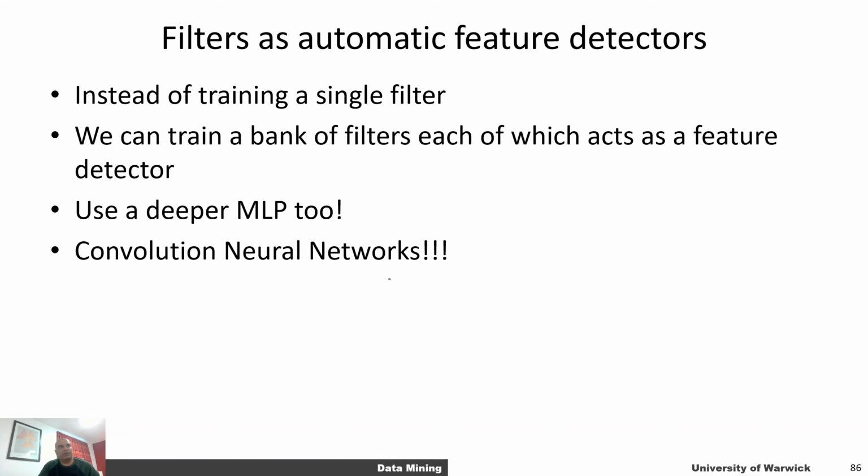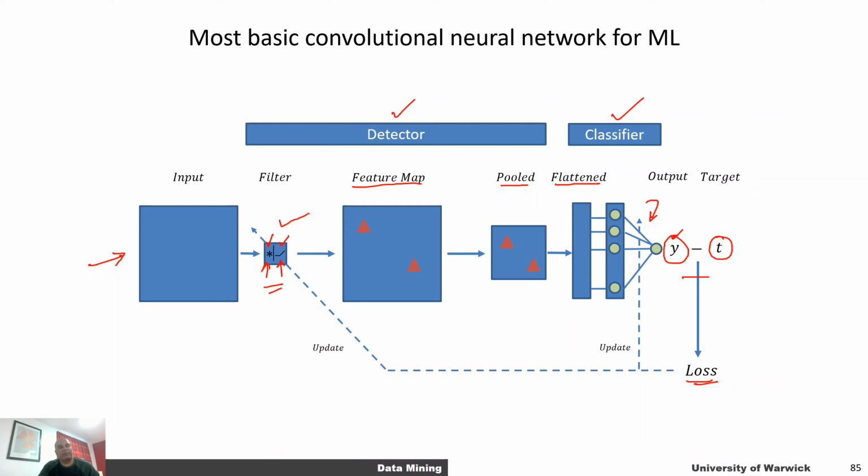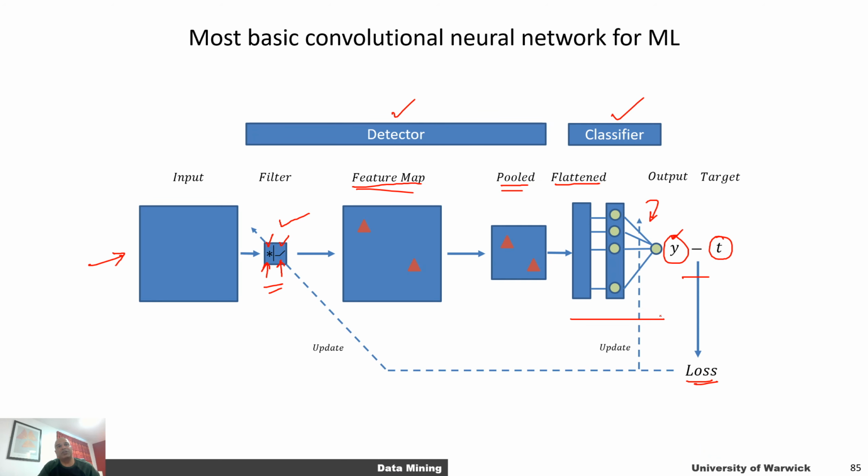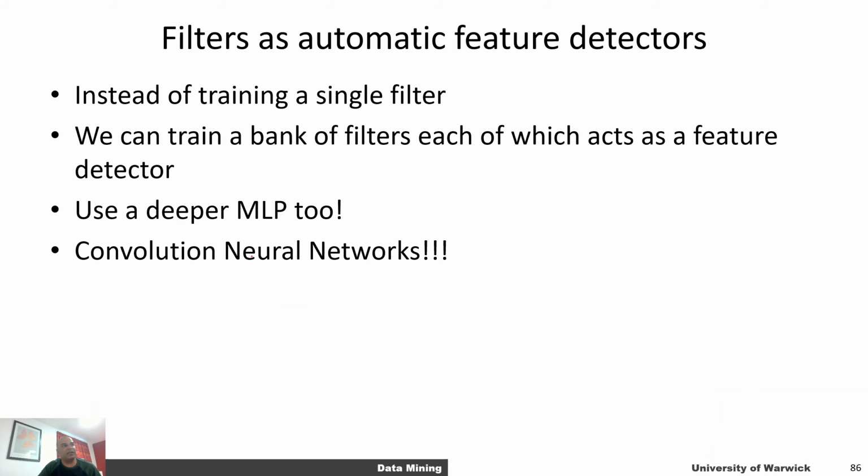Okay. Instead of using a single filter, you can use banks of filters. That is, instead, like over here, we had a single filter, right? You can have multiple filters, each one of them performing convolution, and that means it's going to produce multiple feature maps, each of which can be pooled, and then you can flatten all of them and feed that into the classifier. So you can have all different types of variants. You can also use a deeper version of this classifier part, so you can have multiple layers of neurons in your classifier portion. And that is what is called a convolution neural network.